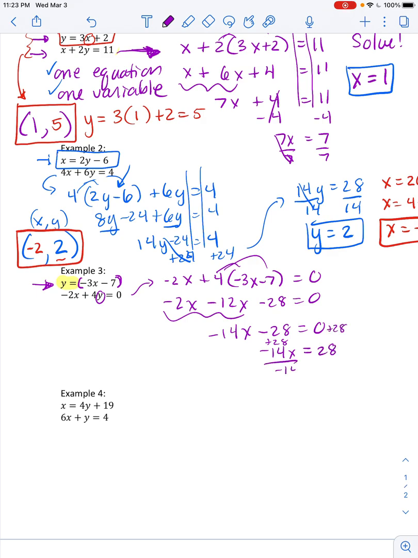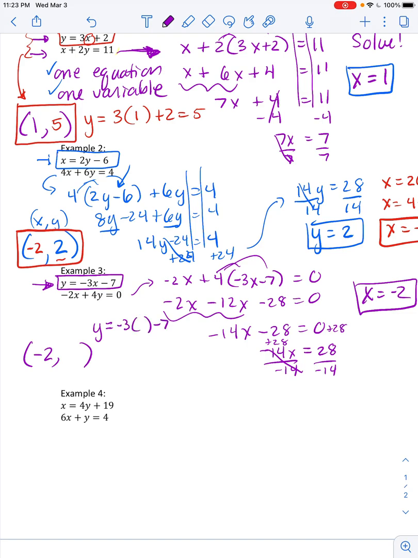So when I divide by negative 14, I find out that x is negative 2. Awesome. When I go to write my solution, that is the x, so it goes first. I look back at my problems and say, where's the easiest place to plug in my x in order to find my y? That's going to be right here, because y will equal negative 3 times whatever I have for x minus 7. I'm just copying that equation.